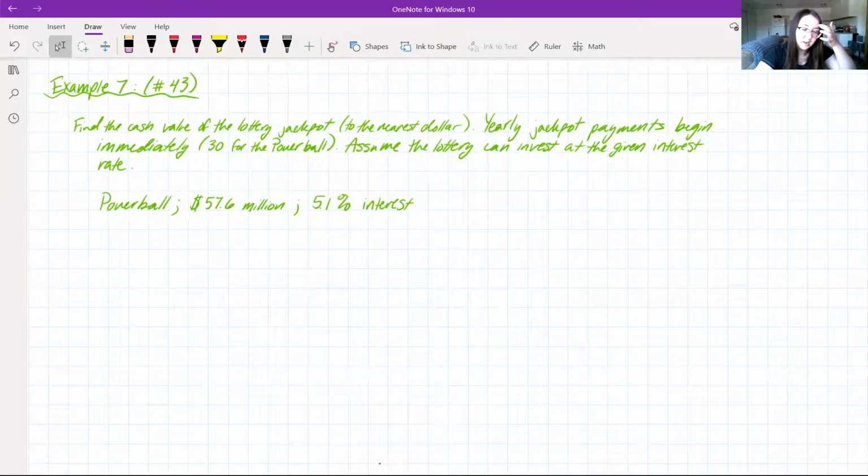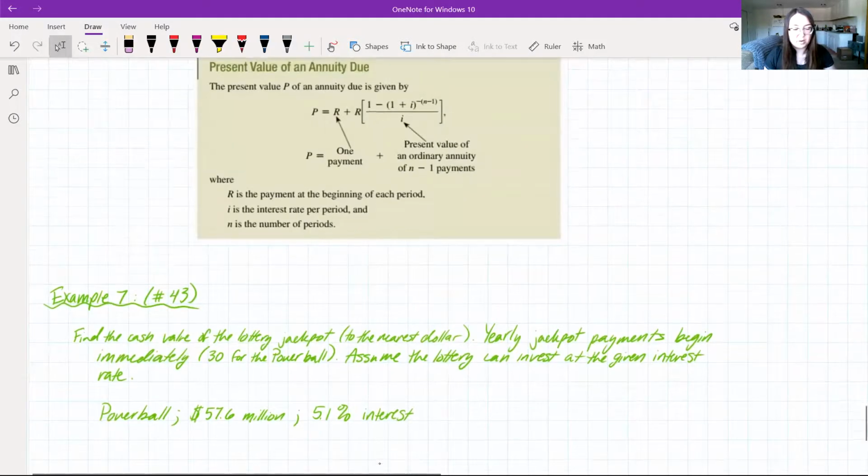So for example 7 here, we want to find the cash value of the lottery jackpot to the nearest dollar. Yearly jackpot payments begin immediately, so 30 for the Powerball. Assume the lottery can invest at the given interest rate. So if we have the Powerball and it's $57.6 million, 5.1% interest, we want to find the cash value of this. So this meaning we want to find our present value at this very moment.